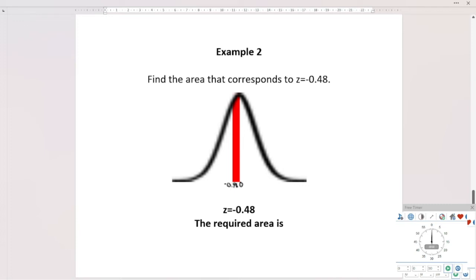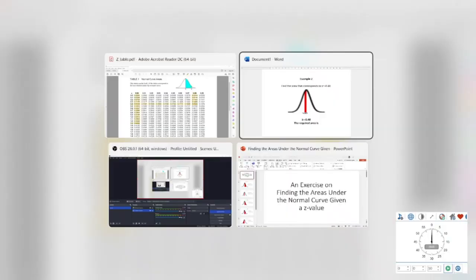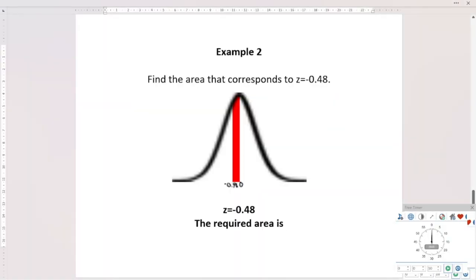Again, we follow the first step, which is we express this in three-digit form, and it is already in three-digit form. We will directly go to our z-table. We have 0.4 and 8. We have here it's 0.1844. Therefore, the required area is 0.1844, or that is 18.44%.